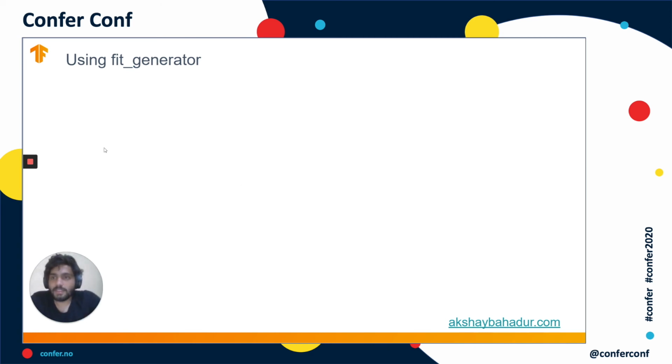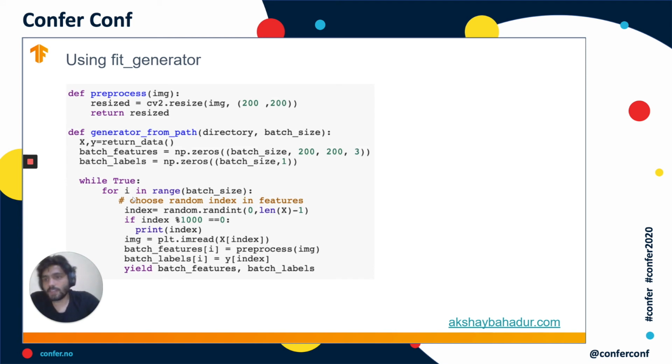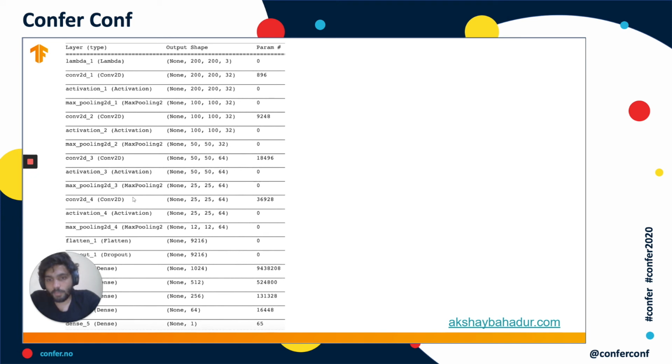Now the third technique that we could use is fit.generator. If you use fit generator, we can directly load images at runtime, so we don't have to keep all the images in RAM. So what we do is we call a function, generator from path. We define it, and at runtime we just call the images that we want and resize them. This is just one of the functions that I implemented, and I resize it to 200 by 200.